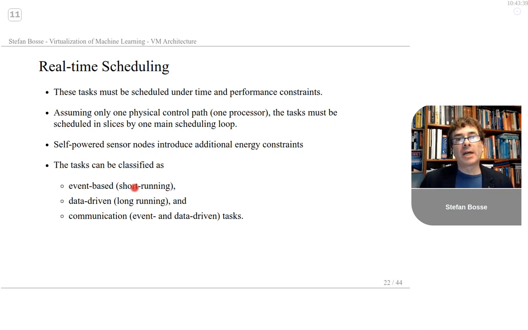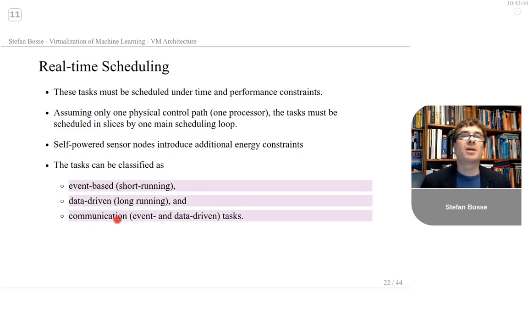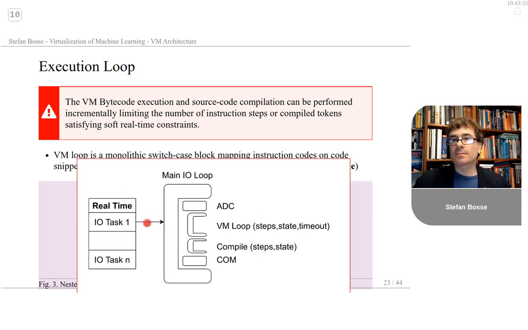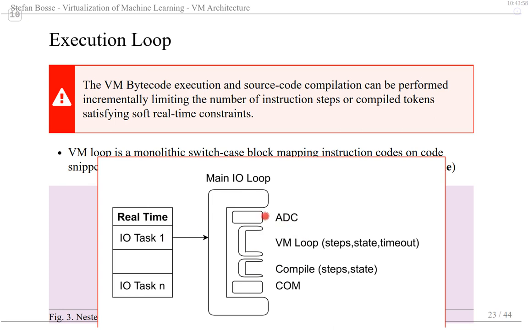And I can classify these tasks as event-based, data-driven, and communication-based tasks. And the execution loop of the REXA VM plays an important role. You see it here. I highlight this. Here you see the execution loop, and the main loop of a microcontroller has to service, for example, analog digital conversions, digital analog conversions. It has to service communication via RFID, USB, or whatever. And then we have embedded the virtual machine execution loop and the compiler itself.